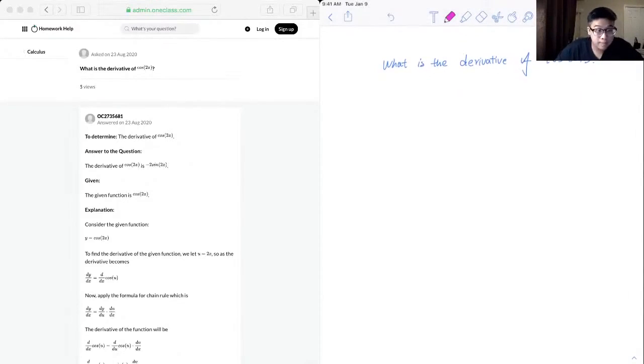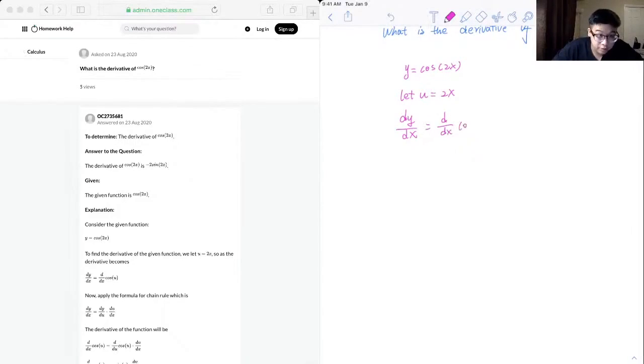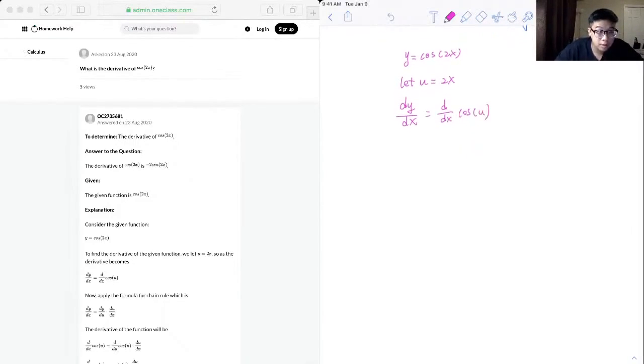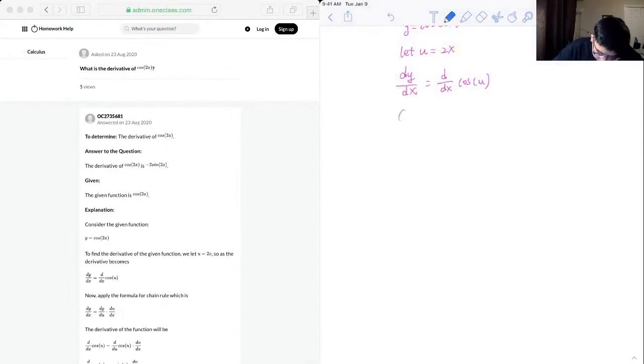So now, just for easy showing of the steps, we'll let y be equal to cosine 2x. And in order to find the derivative of the given function, we'll let u be equal to 2x. So our derivative becomes dy/dx is equal to the derivative of cosine u, and we apply the chain rule.